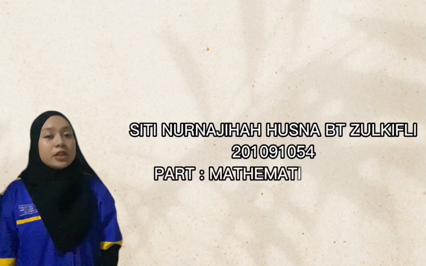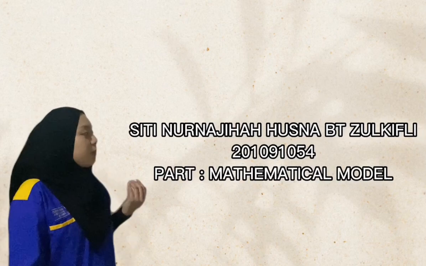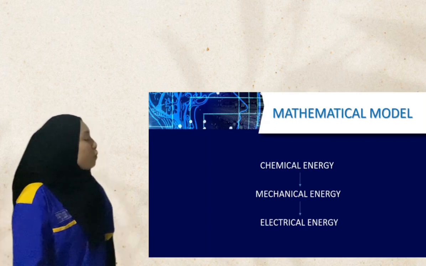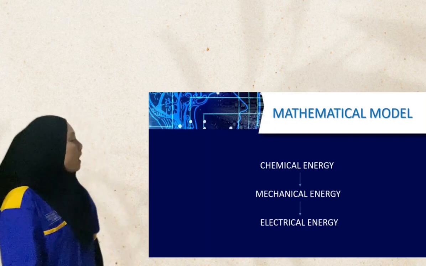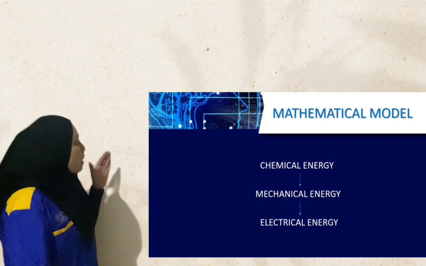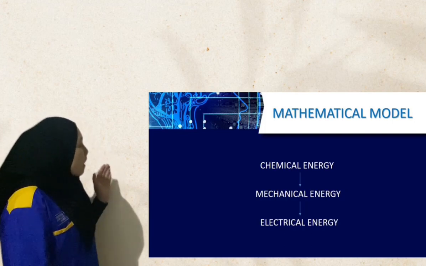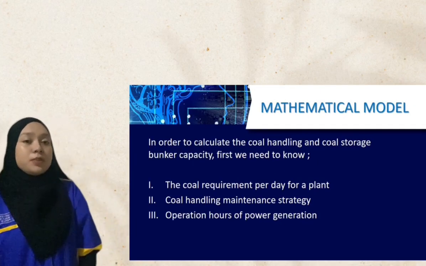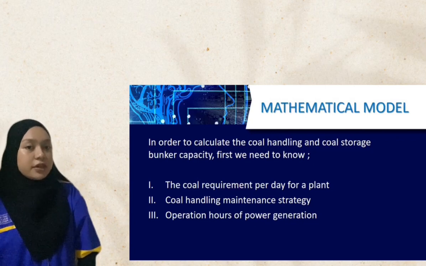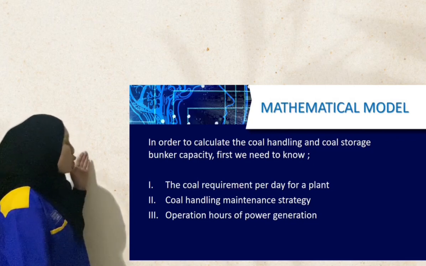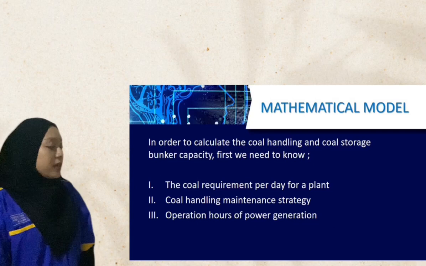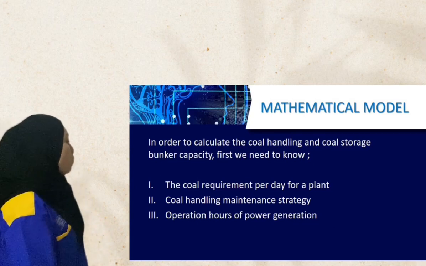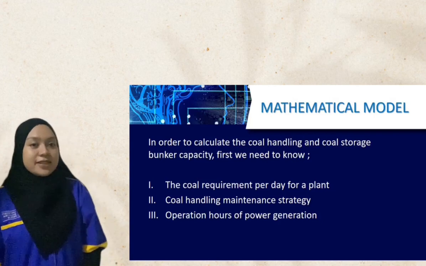Today I would like to present my part, which is a mathematical model representing the total power of coal power generation. You can see that the flow of energy started from chemical energy, to mechanical energy, and lastly to electrical energy. To calculate the power consumption for coal power generation, we must have the coal requirement per day for a plant, second, the coal handling maintenance strategy, and the last one, the operation hours of power generation.